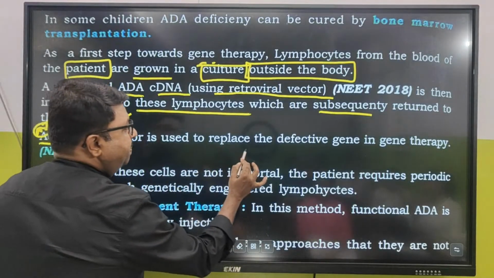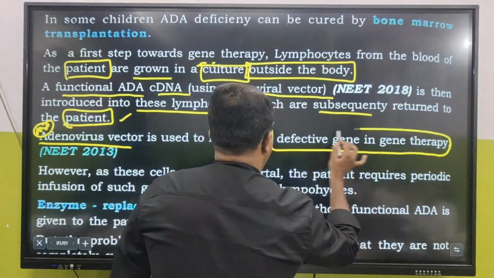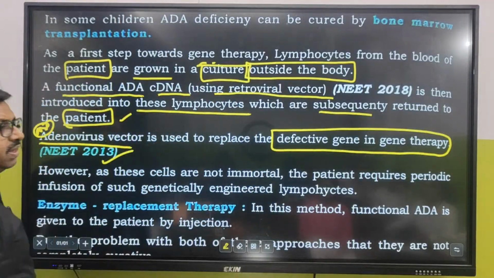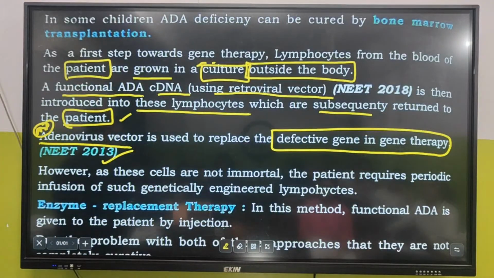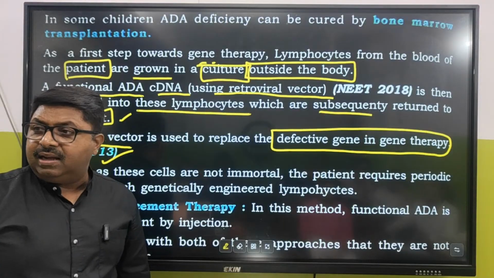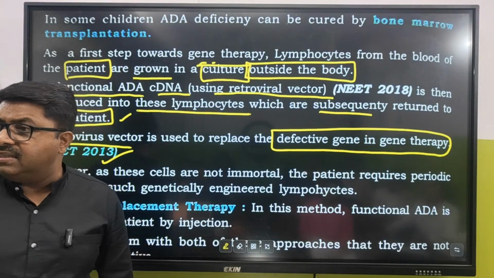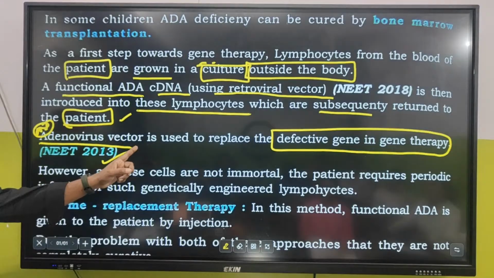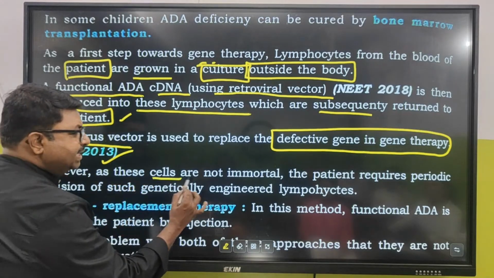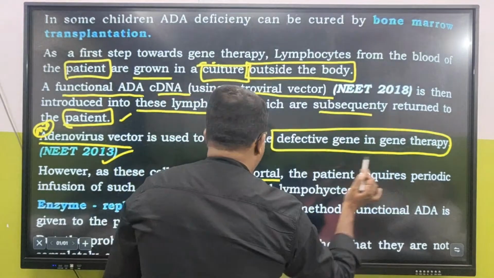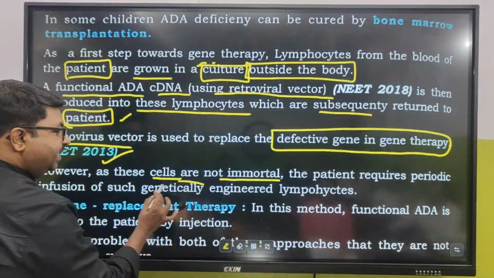Adenovirus vectors are used to replace the defective gene in gene therapy. This question came in 13. Very, very important. So what is the other virus? Apart from retrovirus, adenovirus is used to replace the defective gene in gene therapy. However, as these cells are not immortal, the patients require periodic infusion of such genetically engineered lymphocytes.